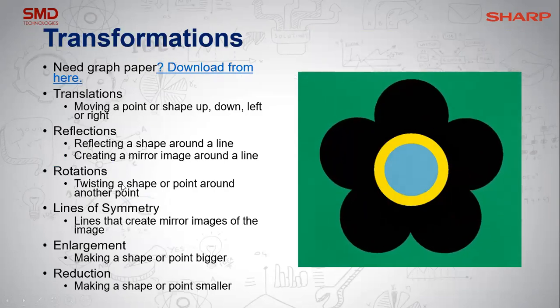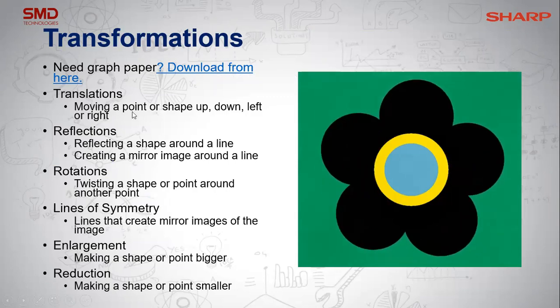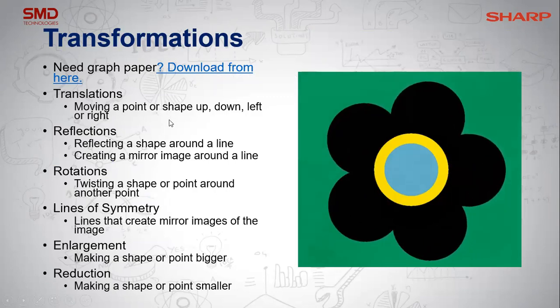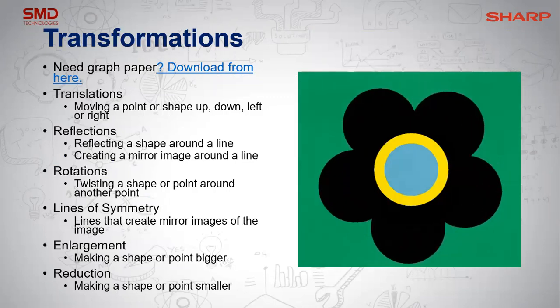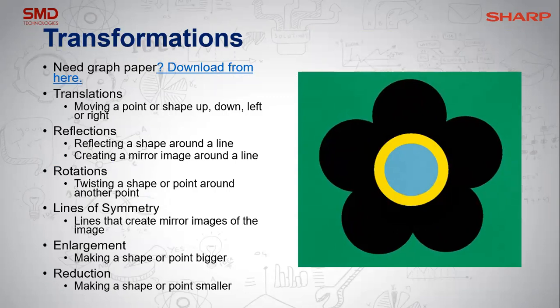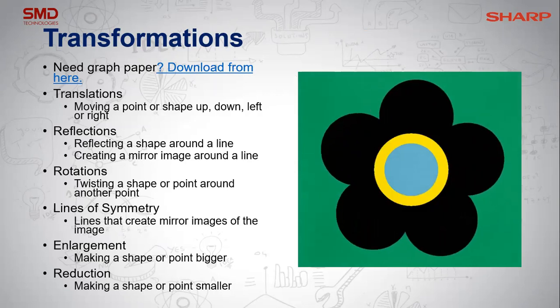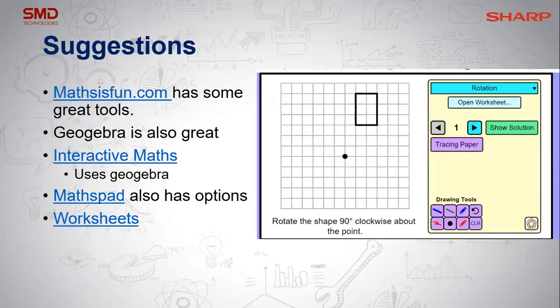And then you need to be able to explain the different translations. So translations as in shifting a point up and down, or left and right. Reflections, where you have a mirror image. Rotations, where we twist a shape or point around another point, and lines of symmetry, where we create a mirror image around this line of symmetry. Then, of course, an enlargement is making a shape bigger, and of course, a reduction is making it smaller.